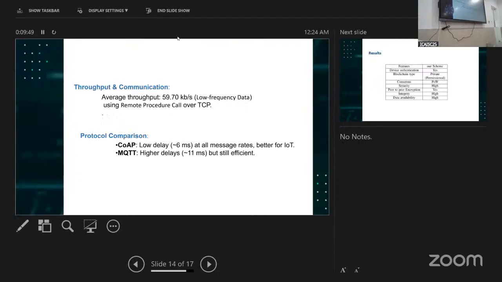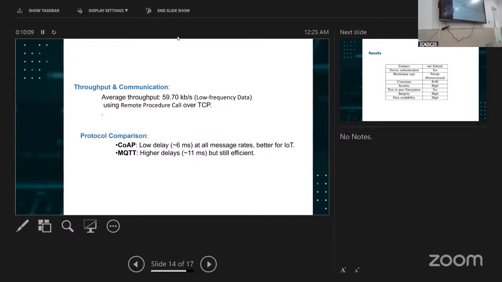For the throughput, because we are focusing on low frequency data, the average throughput is kind of acceptable here at 59.70 kilobytes per second, and we use the remote procedure call over TCP.